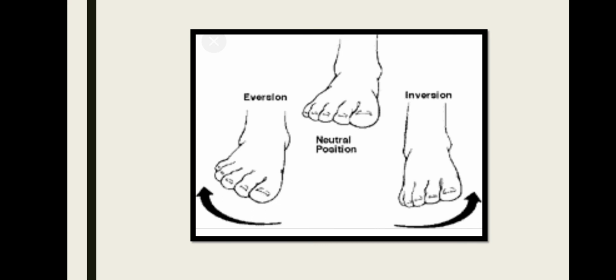Now one more thing to speak here is the action of these muscles. These muscles, that is your lateral side muscles, are mainly meant for eversion; they are everters.